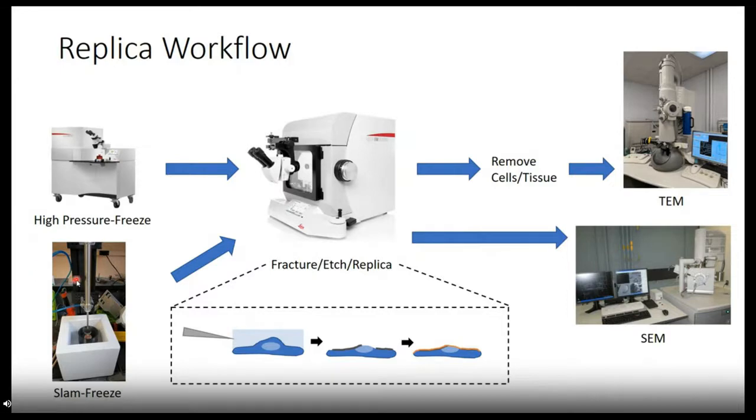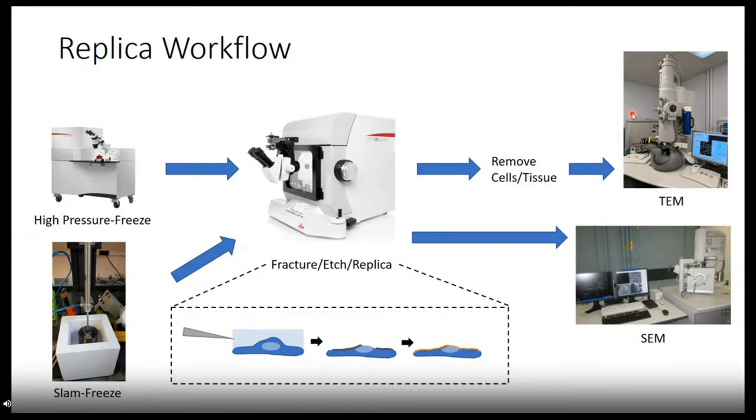So once you have your frozen samples, you need to transfer them to the freeze fracture apparatus, and you need to maintain them in their vitreous state without contamination. Then we go through the process we just described, so fracture or etch, and then depositing the metals. And then we have a couple options. My preferred option is to image on the TEM because it's higher resolution.